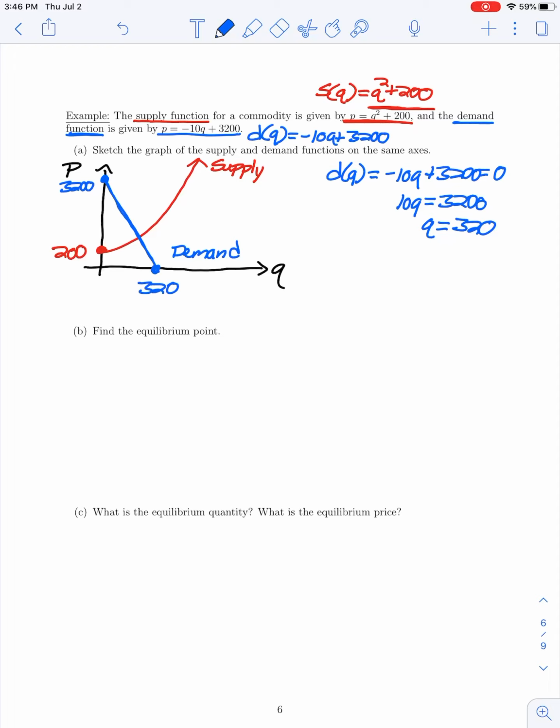So here we've got a rough sketch of our supply and demand curves, and we can see from our sketch here that these two curves will intersect at some point. This point of intersection of the supply and demand curves is what we call the equilibrium point.